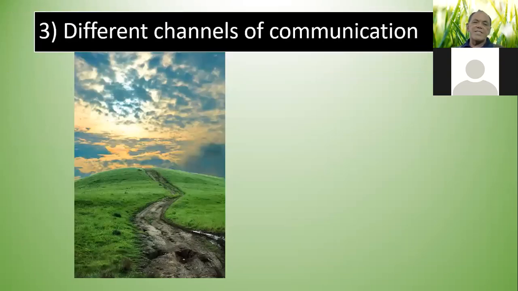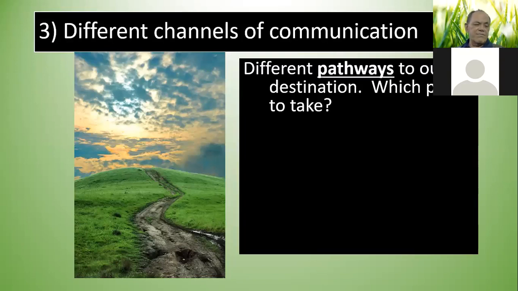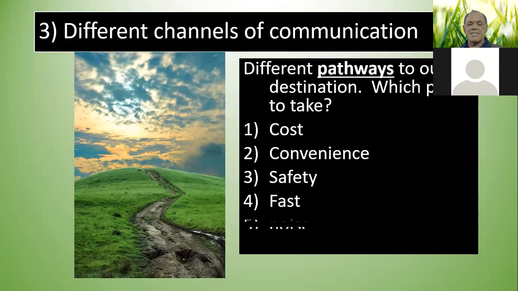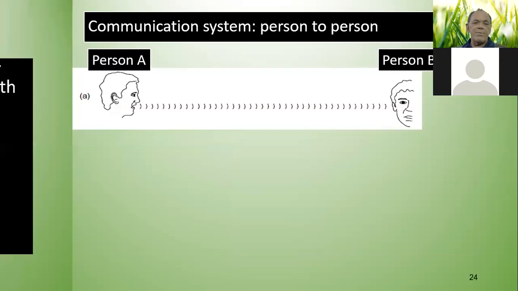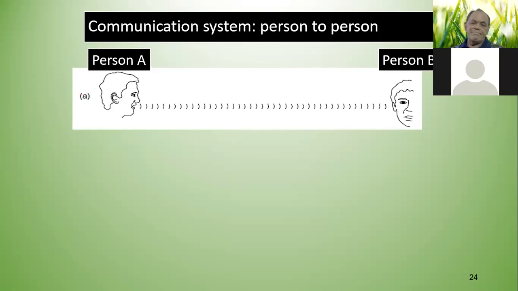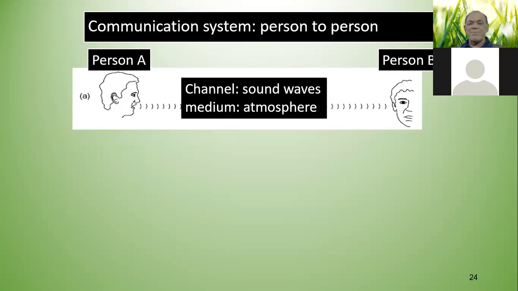So we can think of different channels of communication as different pathways to our destination, which path to take, if we want to consider cost, convenience, safety, speed, and noise. So same thing, we will consider the different channels of communication under similar headings. Communication system. Simple, person to person. Person A, person B. Channel can be your sound wave, or it can be your medium, the atmosphere. You allow your sound wave to pass through.